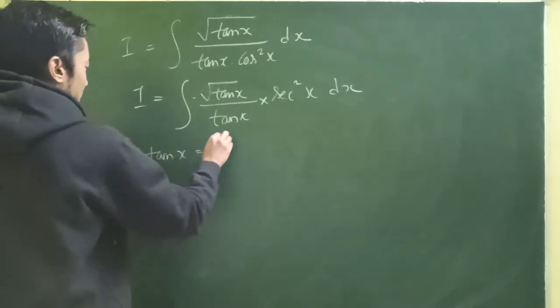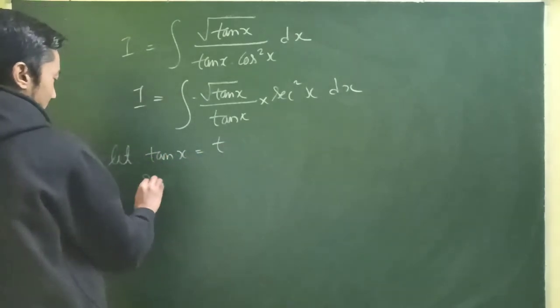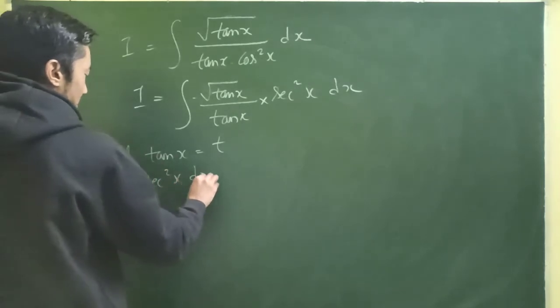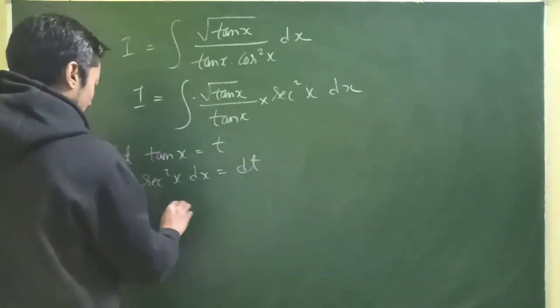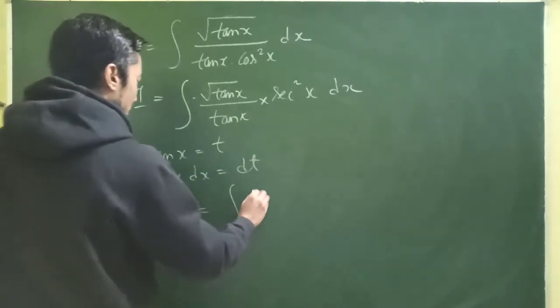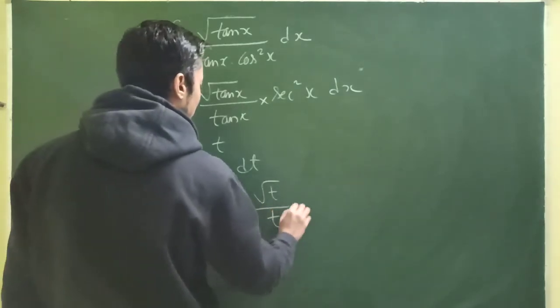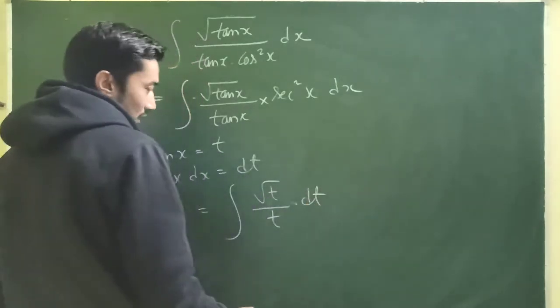Let tan x equal t. So the derivative of tan x, sec square x with respect to x, is equal to dt. Then my integral I becomes the integral of root t divided by t, dt. I think that can be solved.